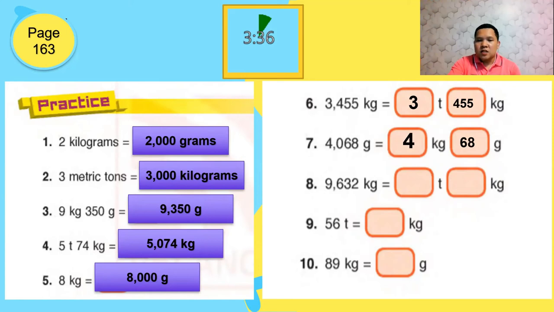Then 9,632 kilogram equals 9 metric ton and 632 kilogram. 56 metric ton equals 56,000 kilogram. So it's very, very heavy. 89 kilogram equals 89,000 gram. Okay, I hope you understand this because you're going to answer your workbook later on.